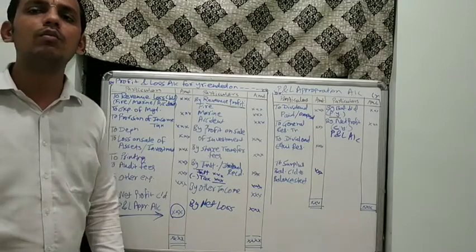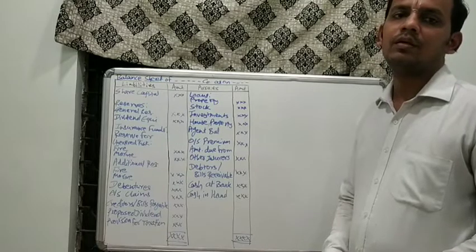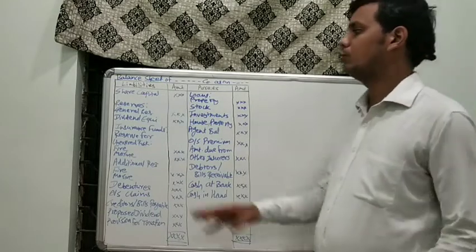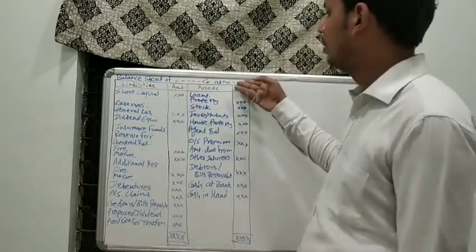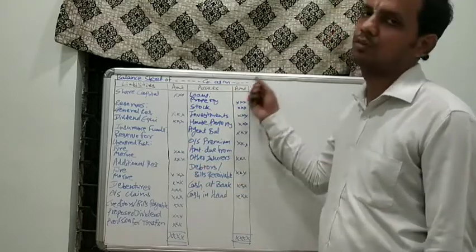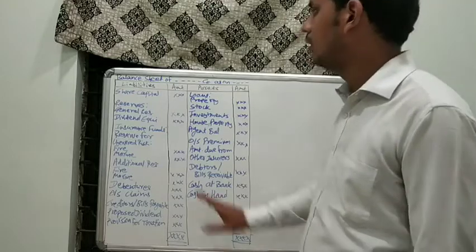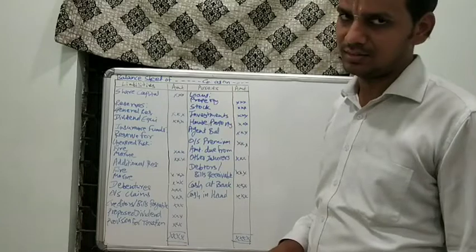Now we will move to the balance sheet. First of all we have to put the heading: balance sheet of Dash Insurance Company as on 31st of March 2017, whatever year ending has been given. Again we have to prepare two segments. The first one is for liabilities, the second one is for assets.